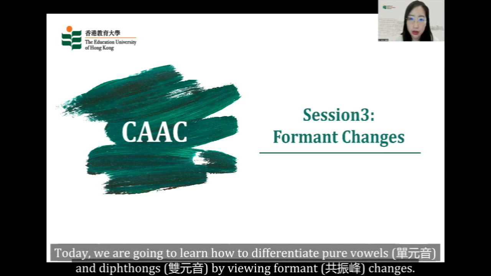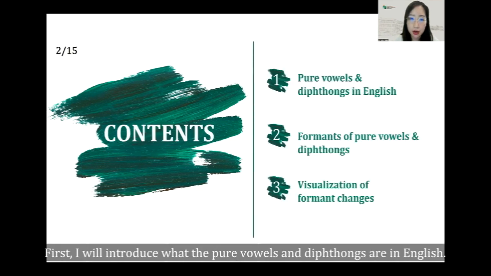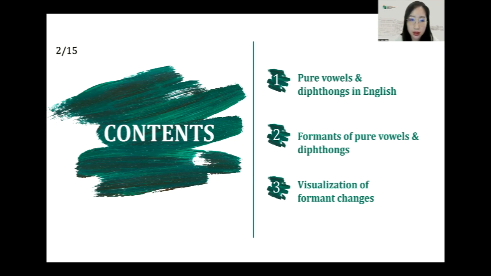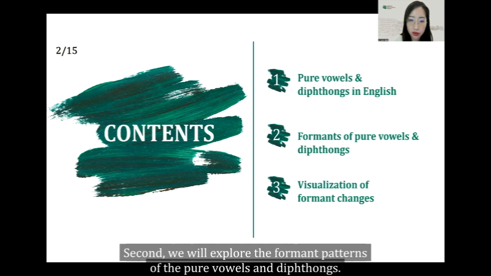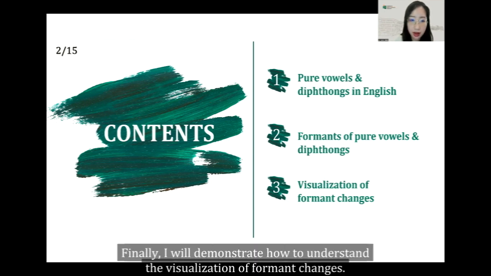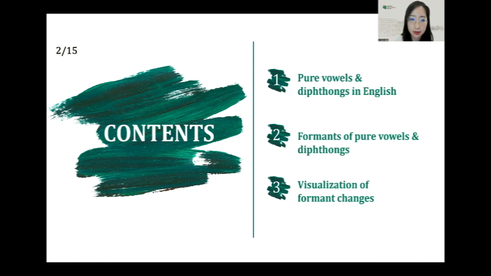Today, we are going to learn how to differentiate pure vowels and diphthongs by viewing formant changes. First, I will introduce what the pure vowels and diphthongs are in English. Second, we'll explore the formant patterns of the pure vowels and diphthongs. Finally, I will demonstrate how to understand the visualization of formant changes.